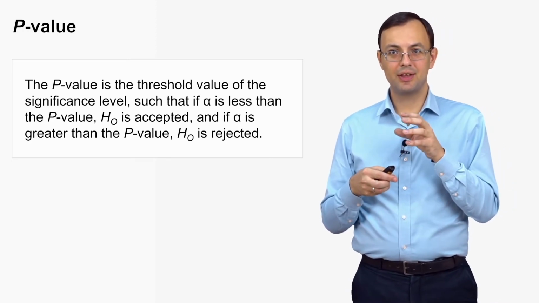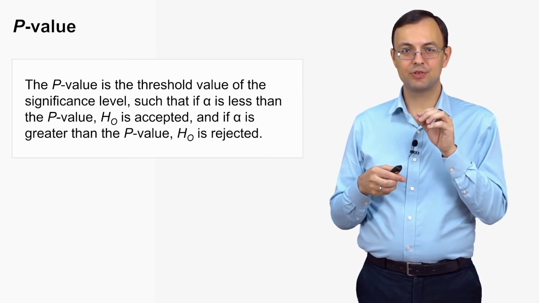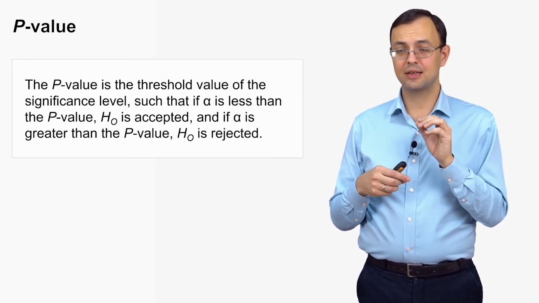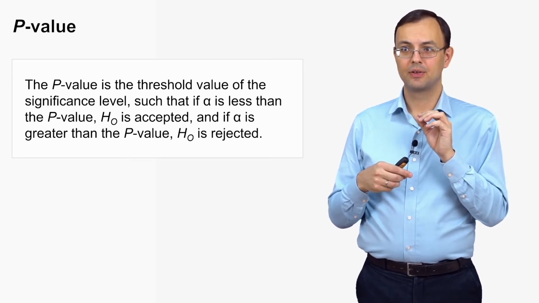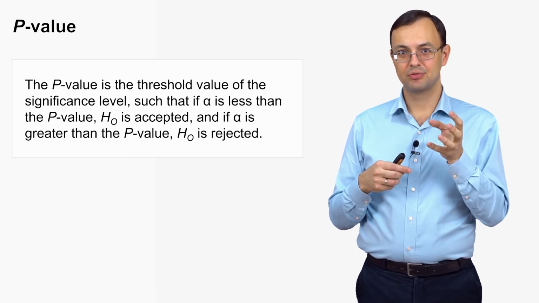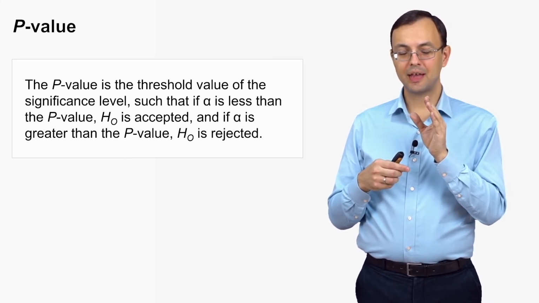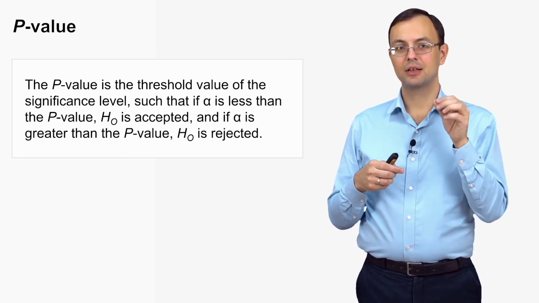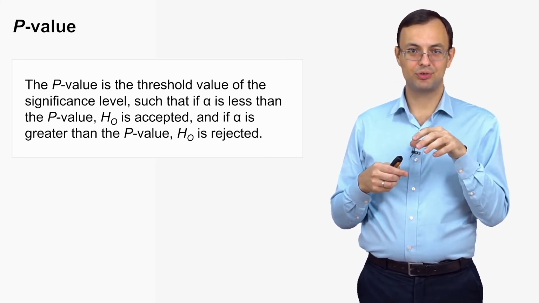So the p-value is such a value that if you choose alpha less than the p-value, then capital T will be in the acceptance region. And if you choose alpha greater than the p-value, then capital T will be in the critical region.